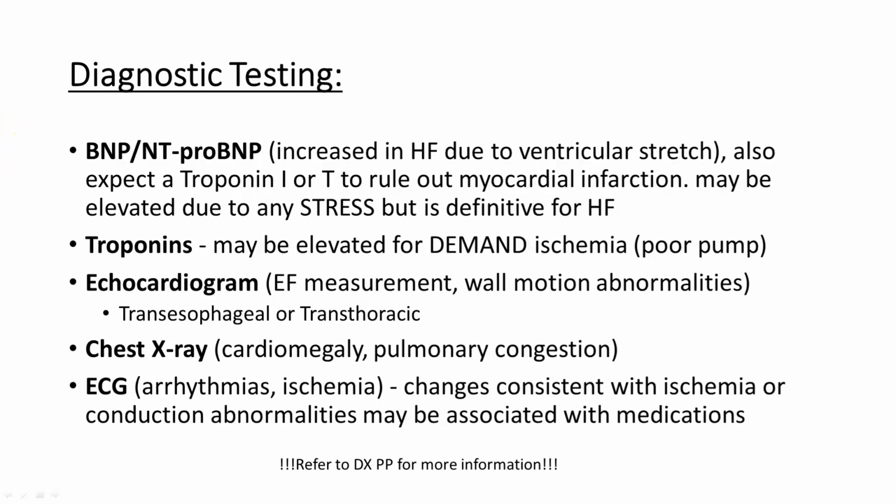So here's just kind of a breakdown of everything that I've already said. So we know we're looking at the BNP or pro-BNP. It's about stress, not about ischemia. The troponins are more about ischemia, right? So it's definitive for heart failure, depending on which of those two numbers we're using.